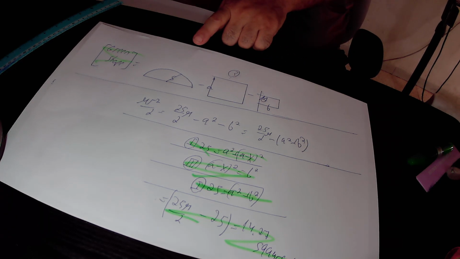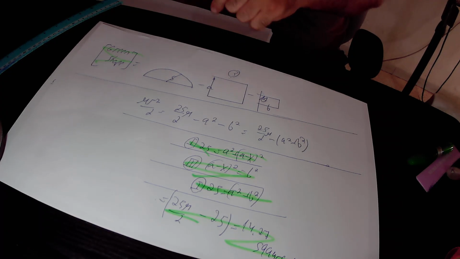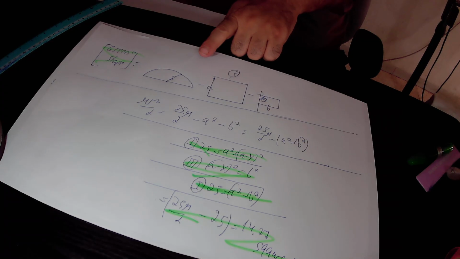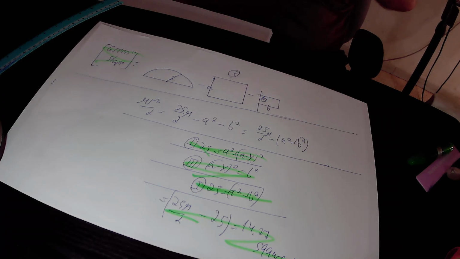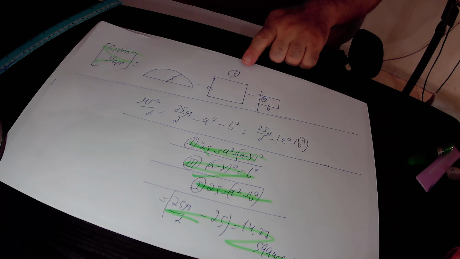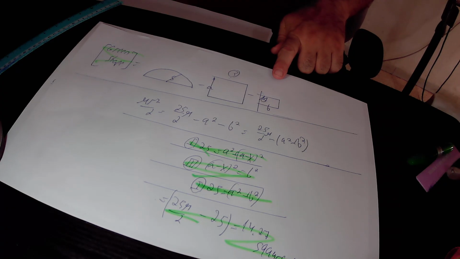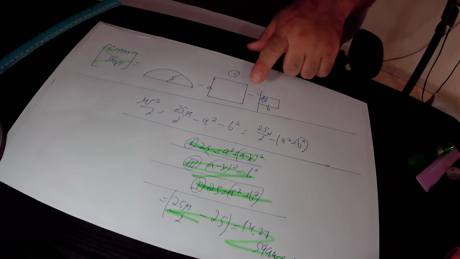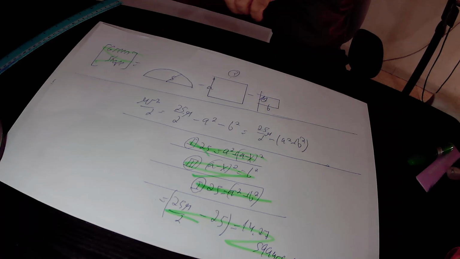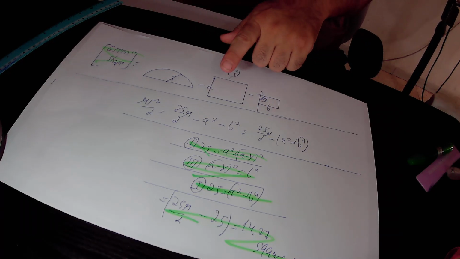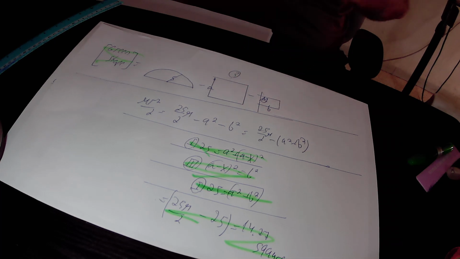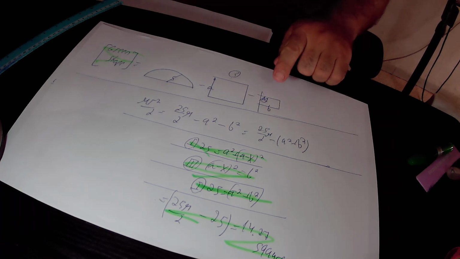The area of the semicircle is pi r squared over 2. R is 5, therefore pi r squared over 2 is 25 pi over 2. The area of the big square is a squared, because one side equals a, so it is minus a squared. One side of the small square is b, therefore its area is b squared, so it is minus b squared. So in total, the area of the green shape equals 25 pi over 2 minus a squared minus b squared.